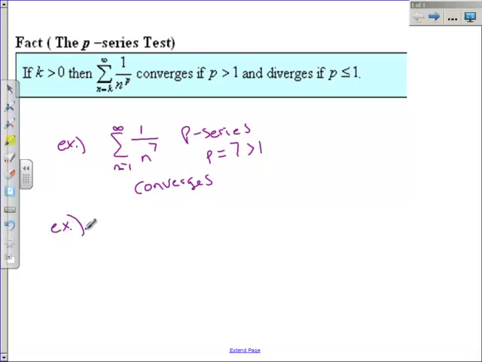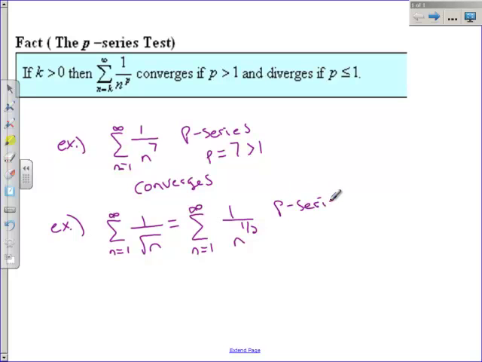Well, let's see another example. What about the summation from 1 to infinity of 1 over the square root of n? Well, this is also a P-series. You're just going to have to write this square root as a fractional exponent. So this could be the same thing as the sum from n equals 1 to infinity of 1 divided by n to the 1/2 power. This is a P-series with p equal to 1/2. 1/2 is less than 1. Therefore, this series, by our fact, diverges.